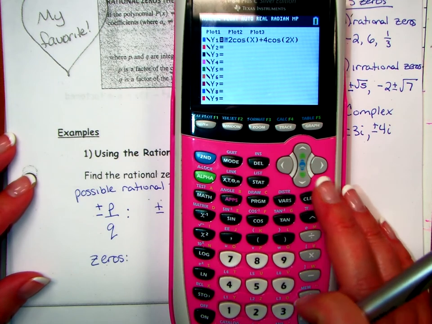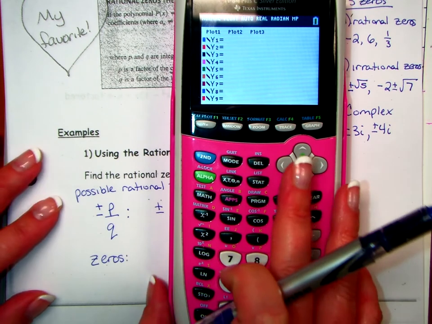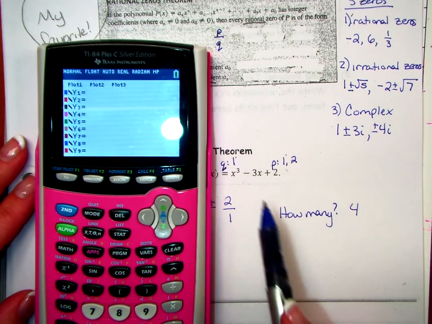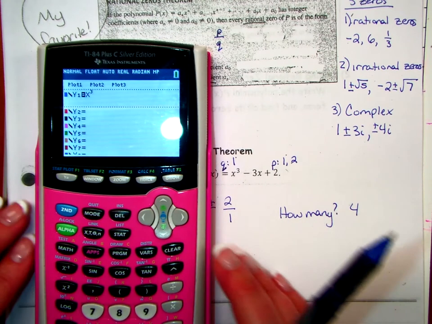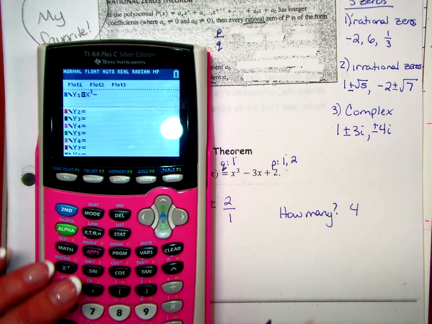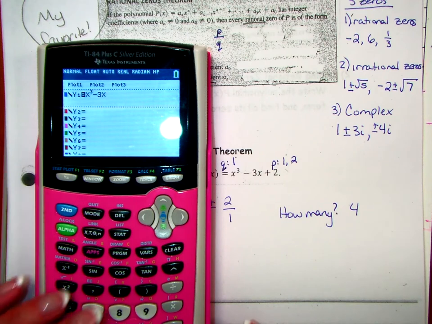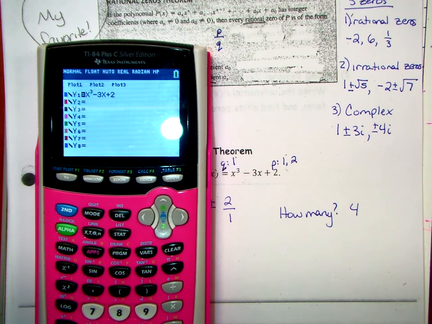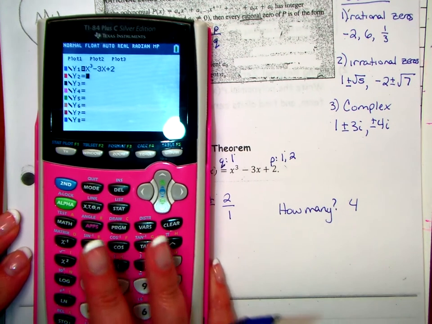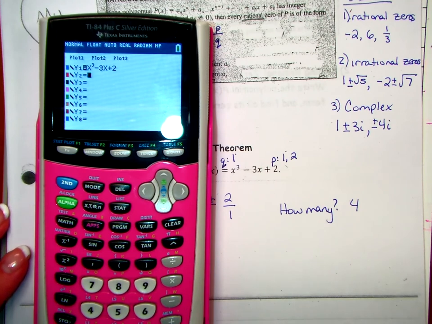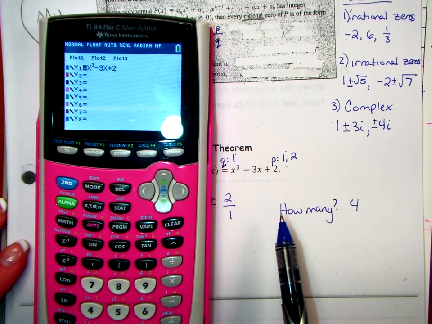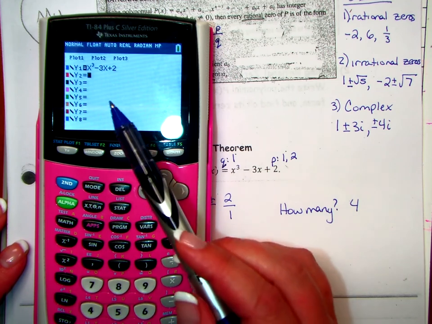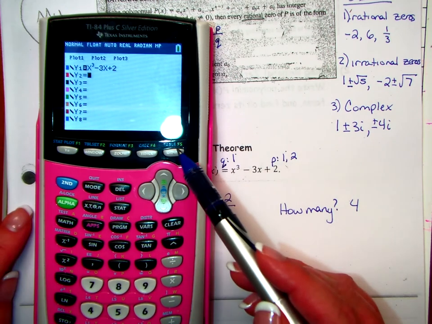So let me clear this function out, and I'm going to go ahead and type in this equation, x cubed minus 3x plus 2, right? So how can I use the calculator to tell whether they're zeros or not? When I plug the numbers in, I should get a y value of 0. So what I'm going to do now is go straight to the table, right?